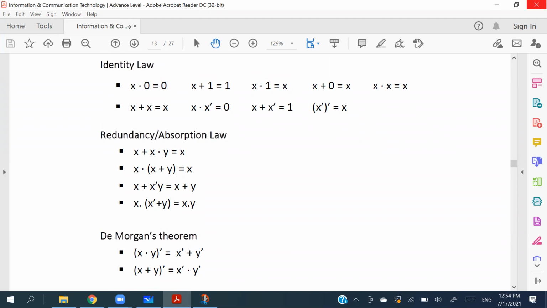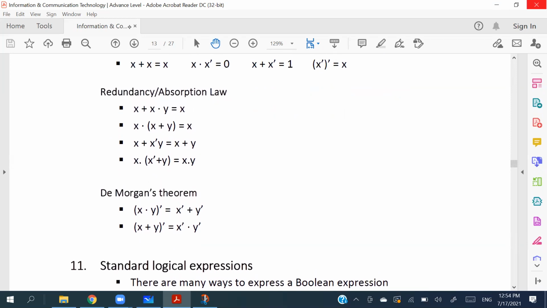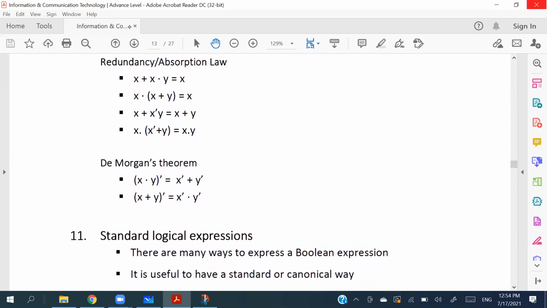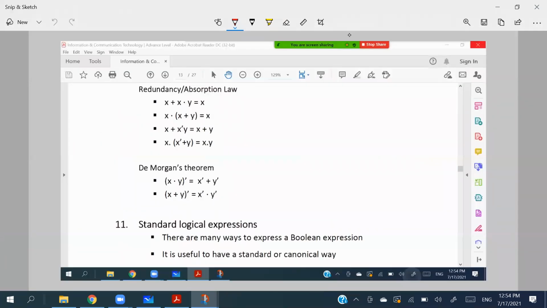right? There are 4 types of redundancy laws, and you have to remember how it happens. There is a logic behind it, so you don't need to worry. Okay, so how these things work, let me show you. Now redundancy laws, look at the first one.